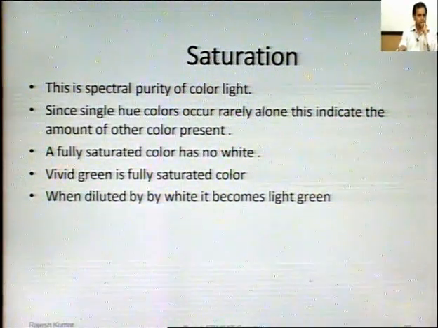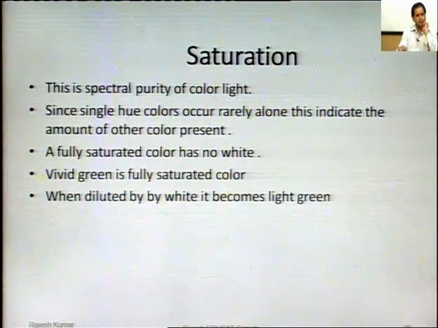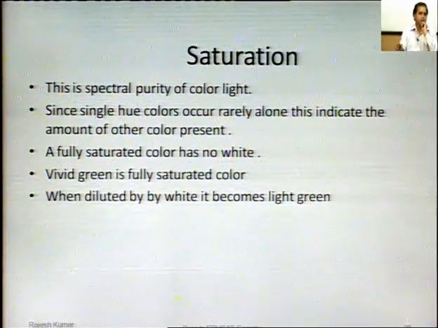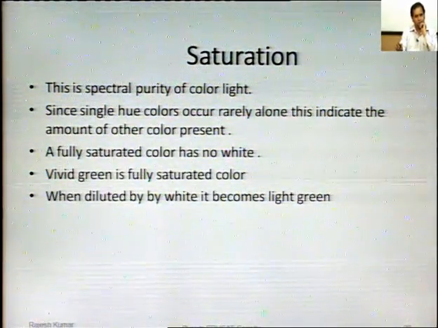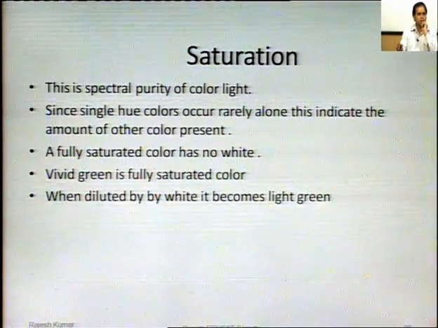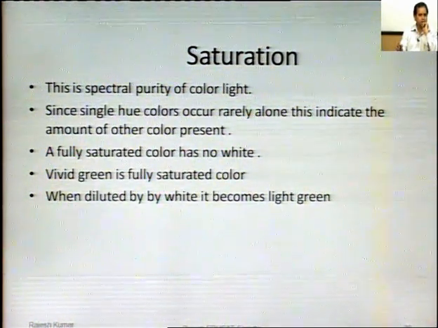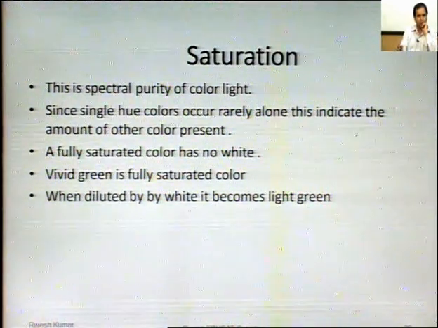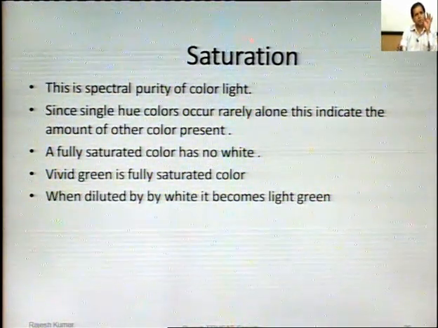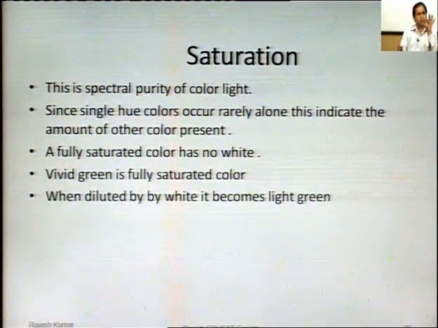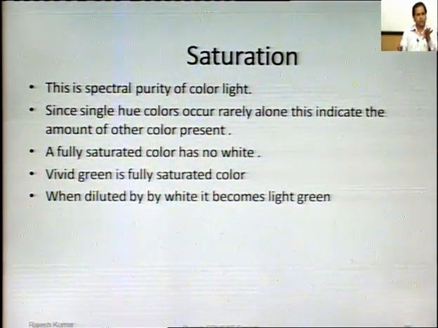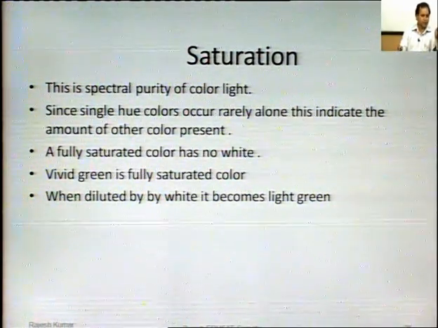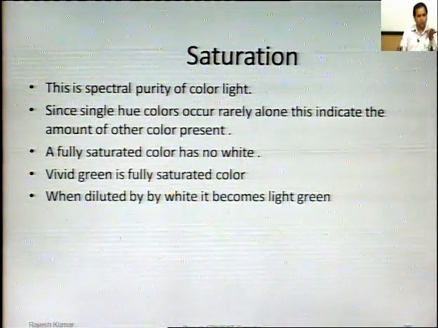Third is saturation. This is spectral purity of color light. Since single hue colors occur rarely alone, this indicates the amount of other color present. A fully saturated color has no white; vivid green is a fully saturated color, and when diluted by white it becomes light green. So, saturation means there is no presence of other color, fully saturated color, nothing else is present there, only a particular color is present.